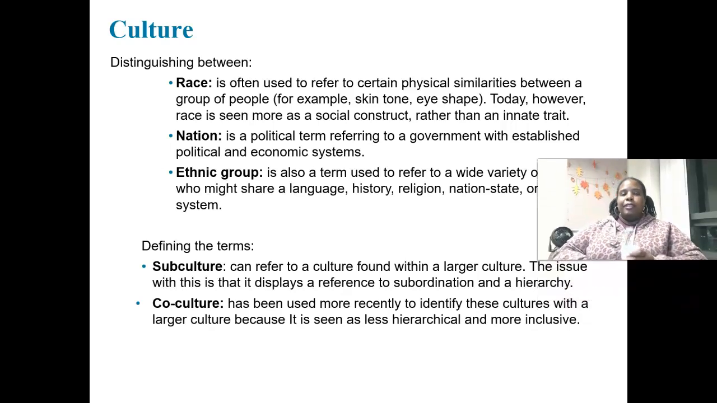So let's talk about some common parts of demographics and culture, right? Sometimes we might view race and ethnicity as the same thing, but here are the main differences. Race refers to certain characteristics and similarities between a group of people, and it's a social contract rather than an innate trait. So, for example, my race is Black, someone of primarily African descent.